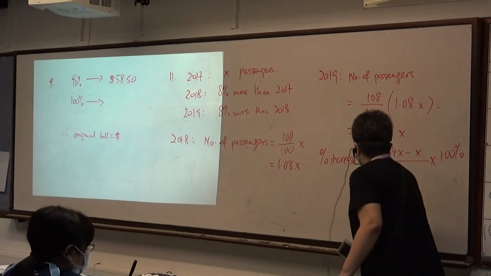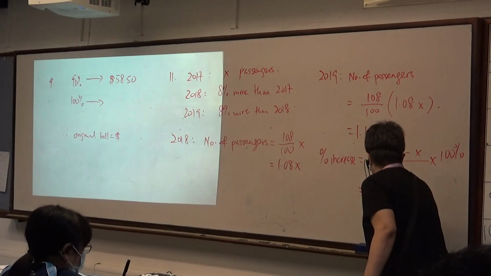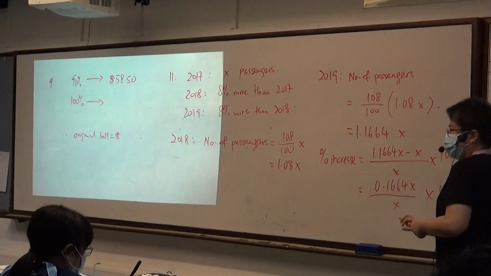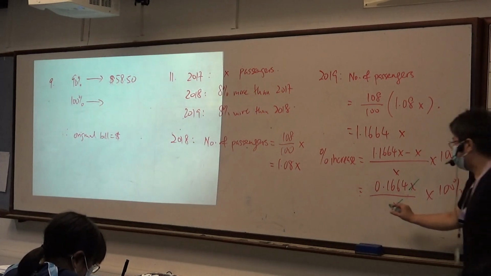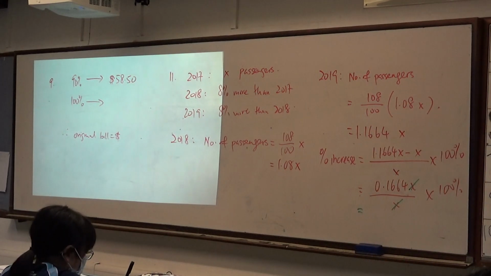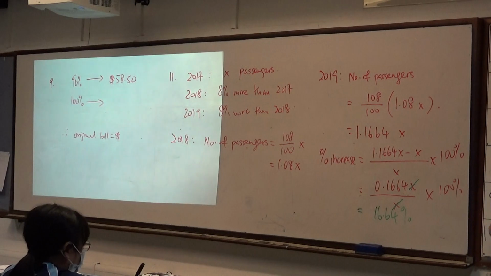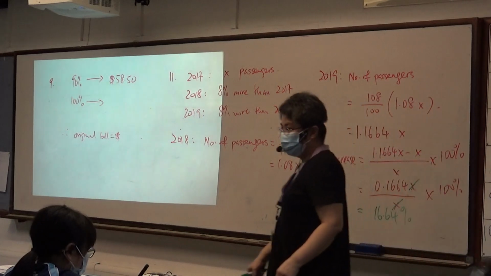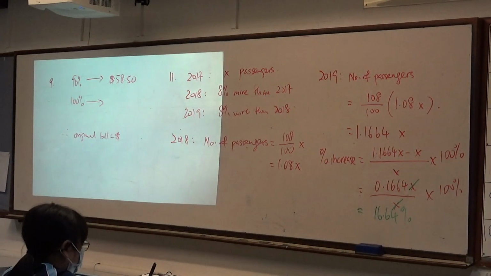This one will give me 0.1664X over X times 100%. Now, do you agree that these two X will simplify off? So how many percent is this? 16.64%. Are we all clear? Can or cannot?